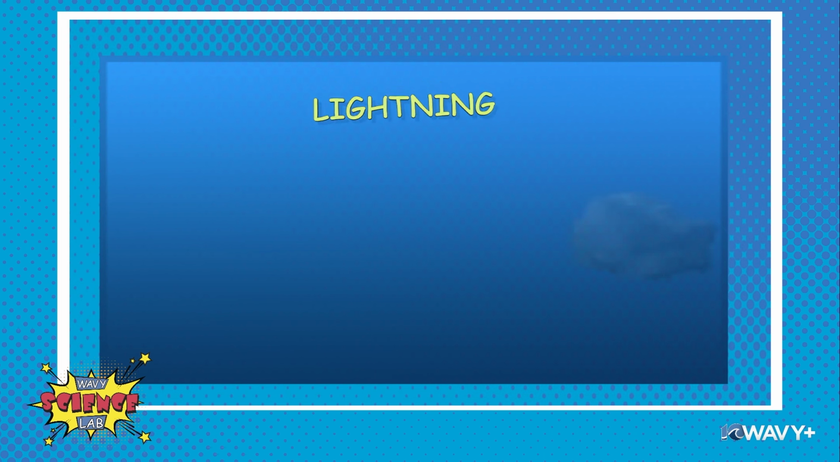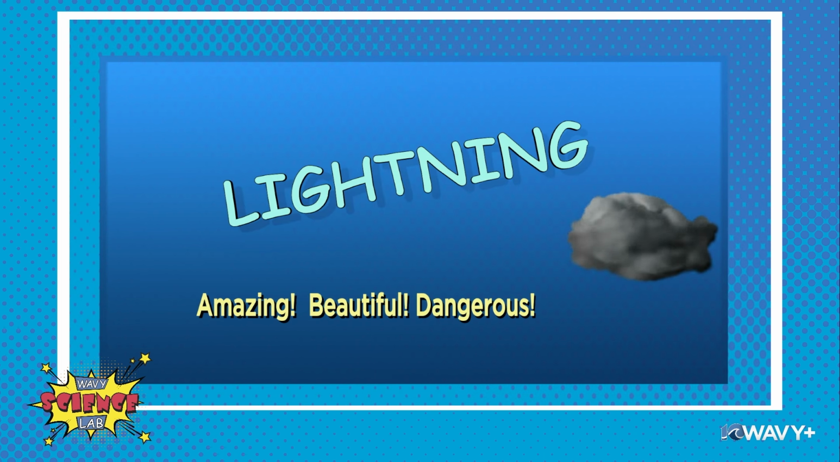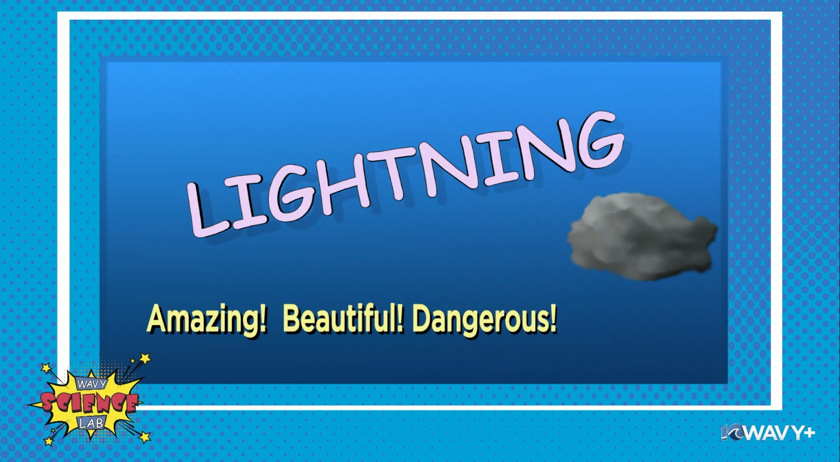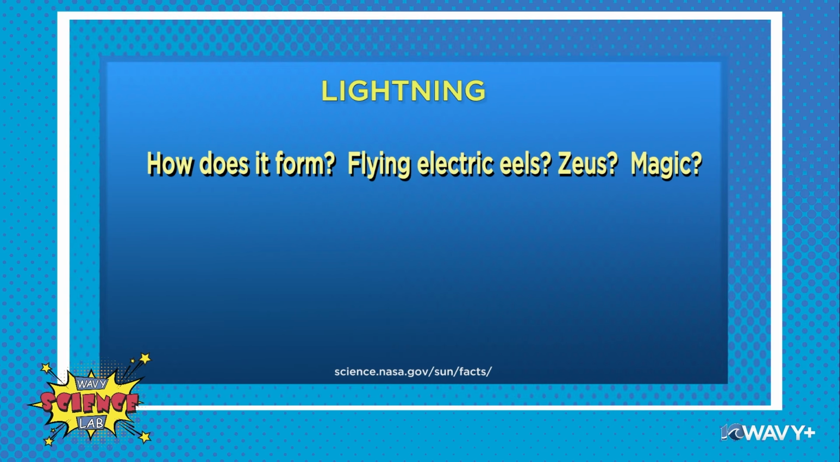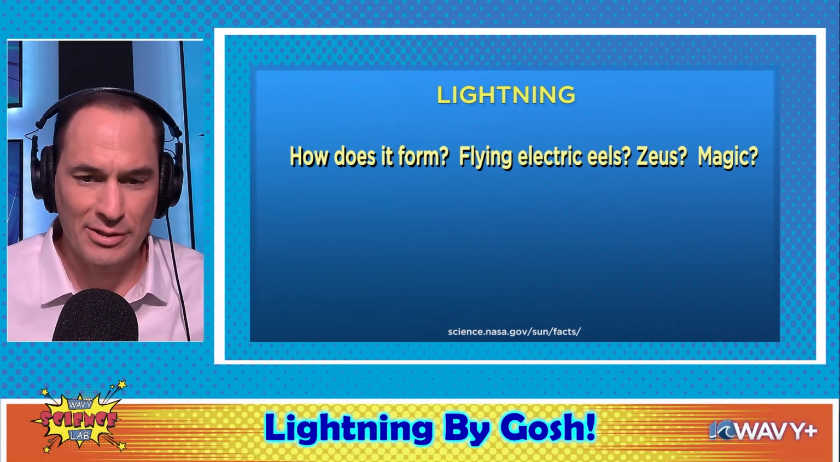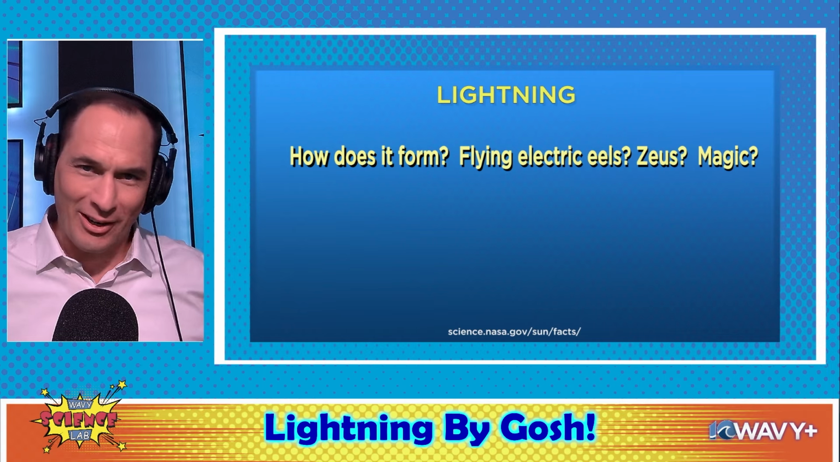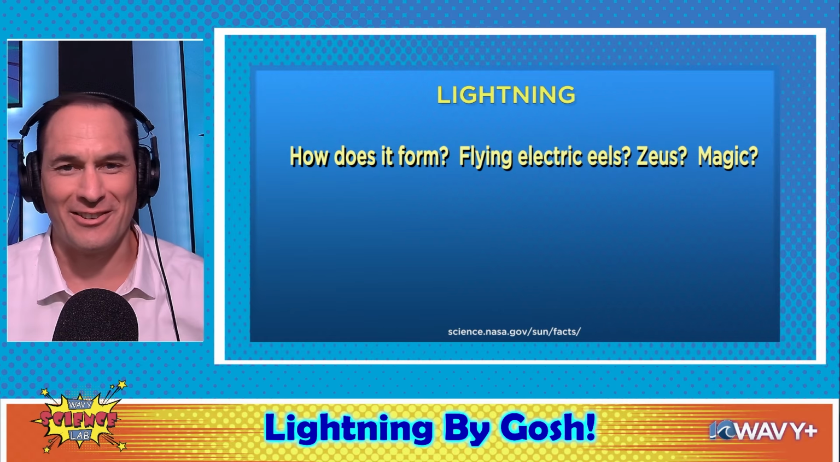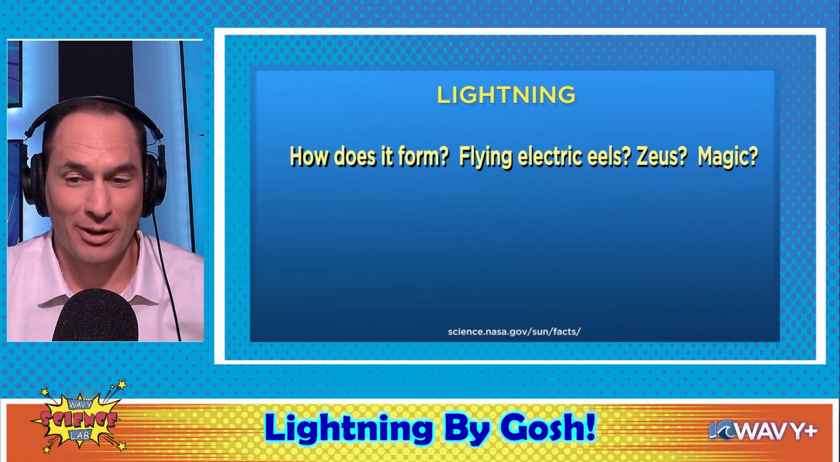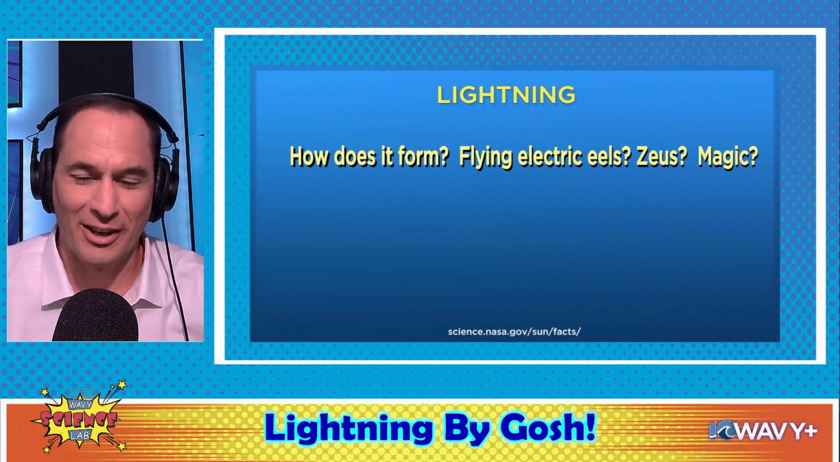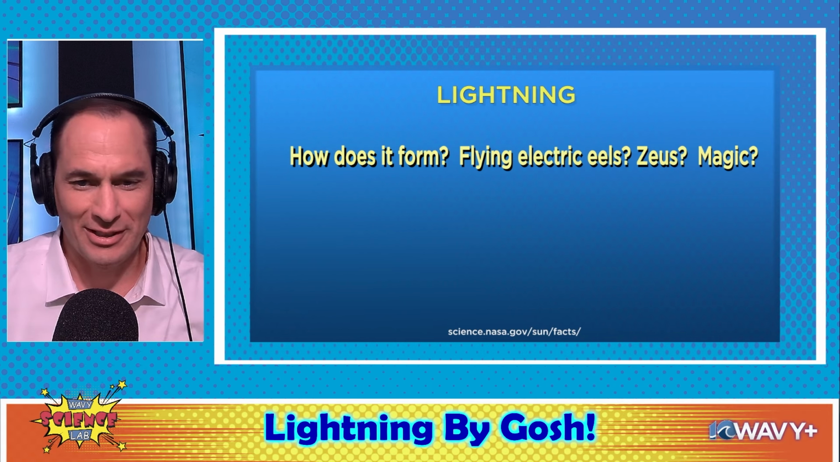It's so cool. Everybody loves to see it. But a lot of people don't know the details of it. So it's amazing, it's beautiful, and yes, it is dangerous. I mean, it can cause health issues, if not death, in some cases. We'll actually talk a little bit about that. So, how does lightning form? Is it flying electric eels? Is it Zeus? Everybody talks about Greek mythology and Zeus. I actually read quite a bit about that, or magic, none of that. But still, it's always fun to talk about.